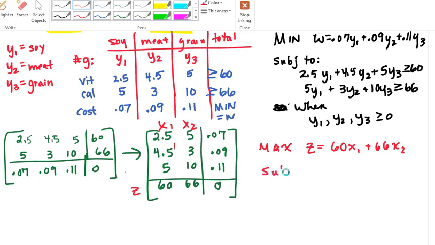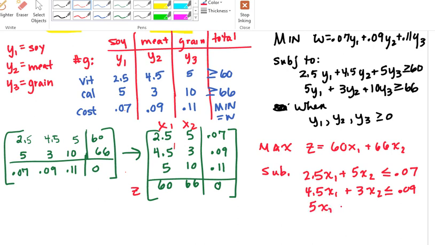Subject to my first constraint, 2.5x1 and 5x2. Since I'm talking about a standard maximum problem, all my greater thans are going to flip and become less thans. So that's a less than or equal to 7 cents. I've got 4.5x1 and 3x2 less than or equal to 0.09, and 5x1 plus 10x2 less than or equal to 0.11. I can also say that my variables are positive.